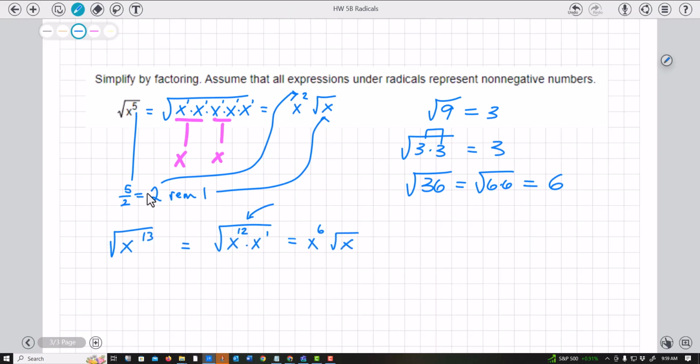So learn that little technique of dividing by 2. It'll make your life a lot easier.